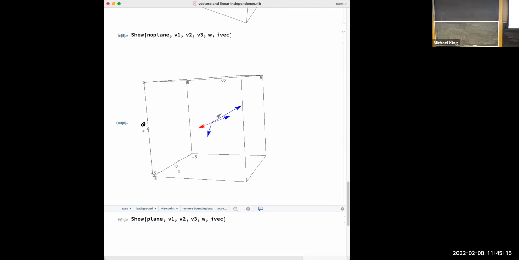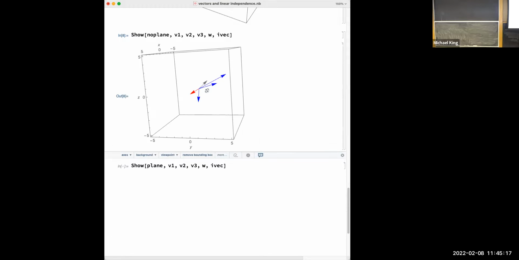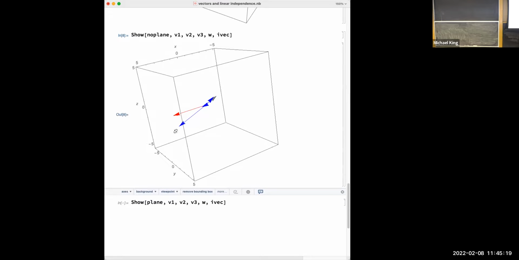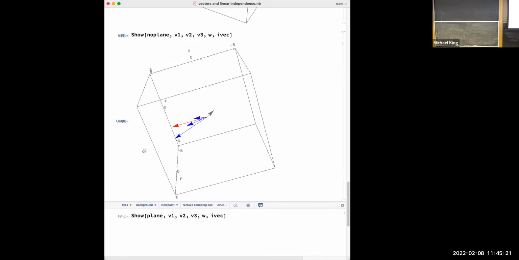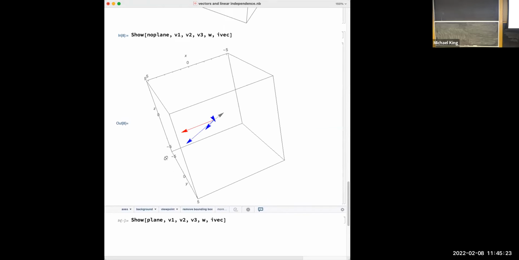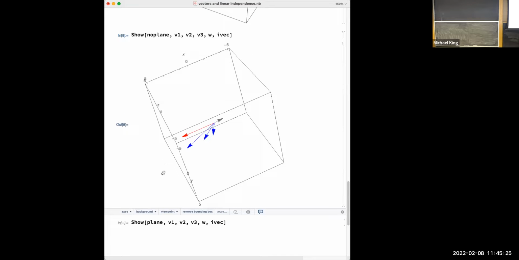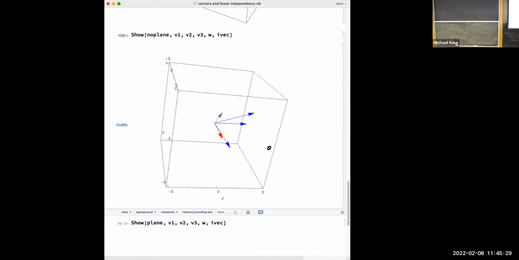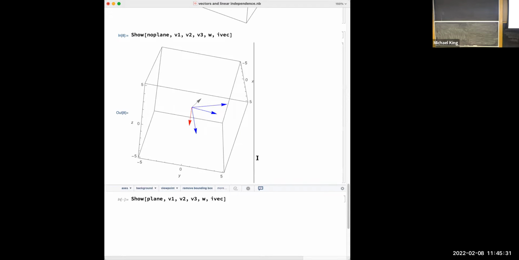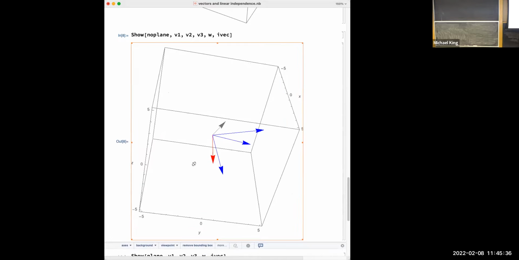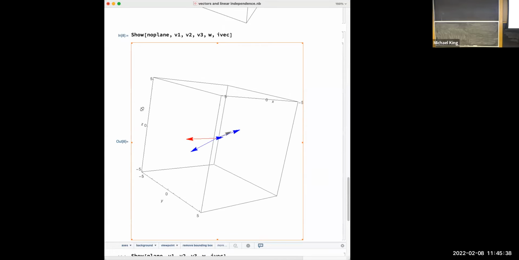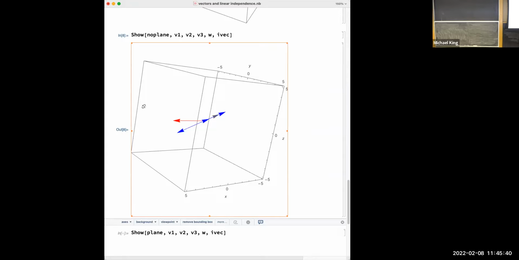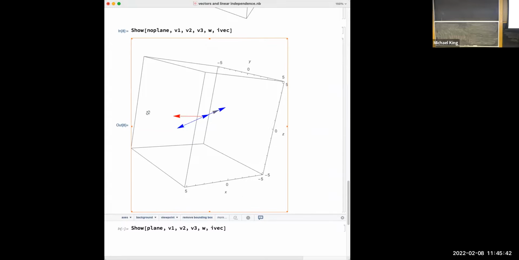That's kind of what we were saying at the end of class last time. They do all live in the same plane. And moreover, W seems to live in the same plane also. It's weird how the arrow heads turn sometimes. Mathematica is a little strange. And then the I vector, the red vector, is not in the plane. And so that ended up not being a linear combination, right?